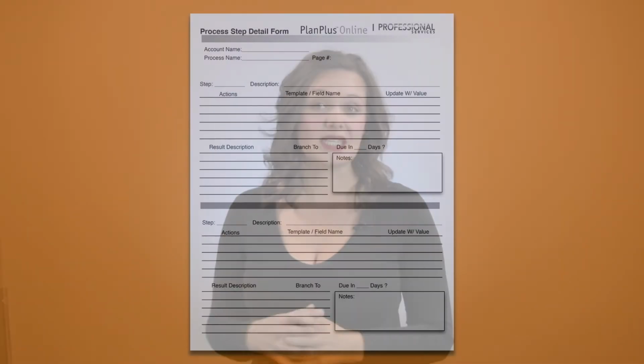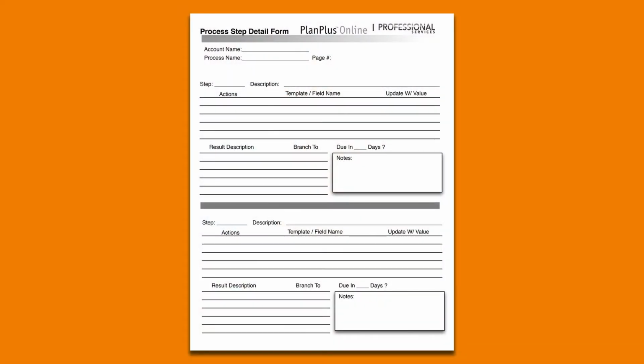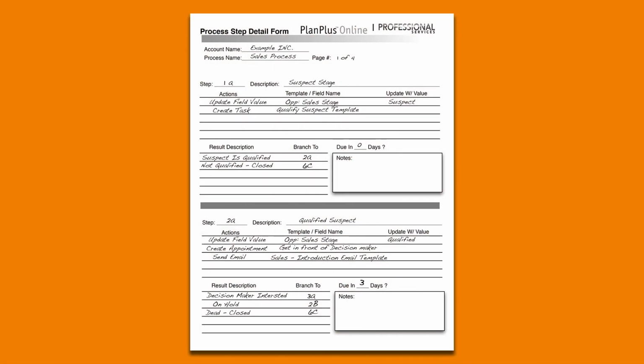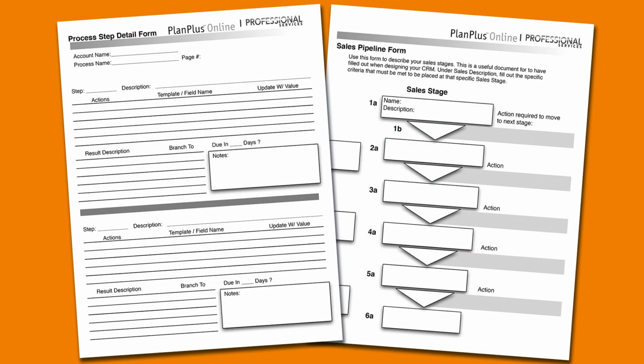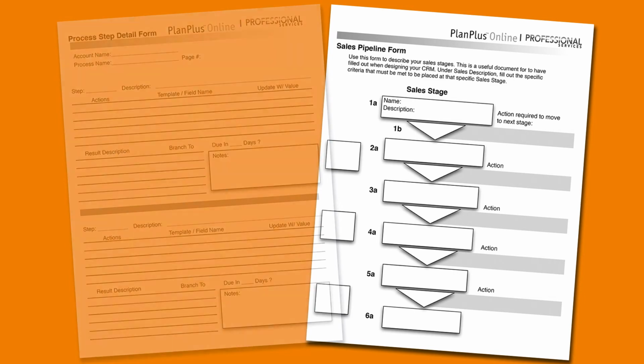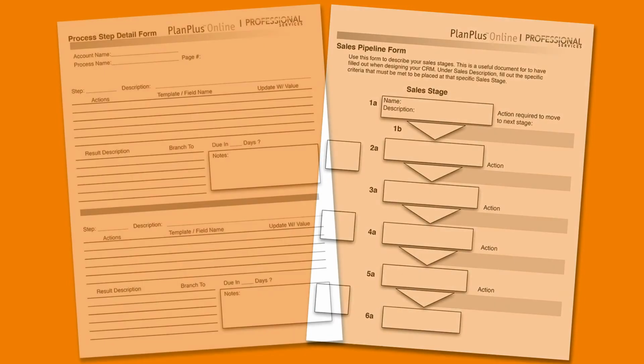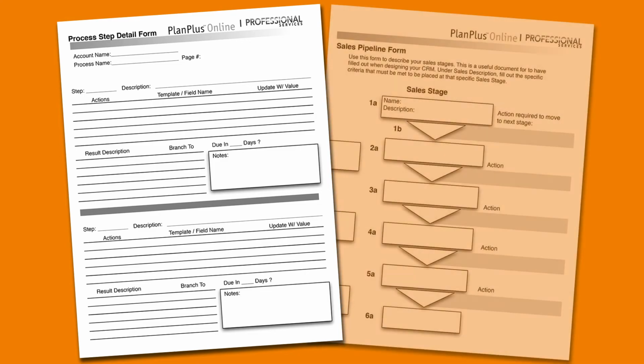The second worksheet is our process step detail form. This is where you get into the nitty-gritty details. With this form, you document every action that you need to take at that step. Then identify the possible results you may get and which step of the process you'll proceed to based on those results. By breaking this down into two separate worksheets, you get an easy-to-follow, high-level overview of your process, and you get the detailed actions to be taken so nothing slips through the cracks.